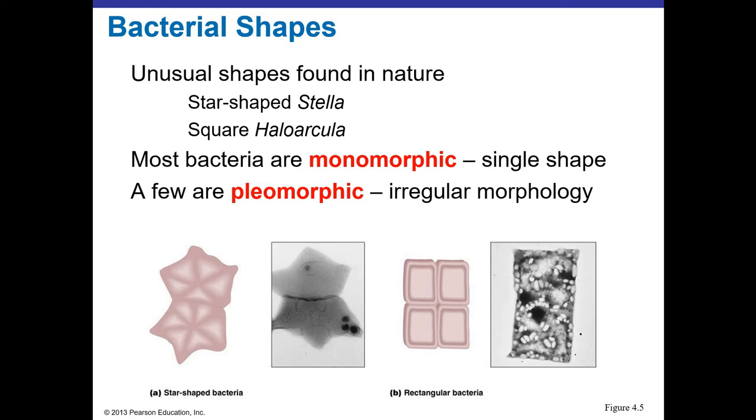There are a few organisms that are pleomorphic, that have irregular morphology, and oftentimes those morphology changes are signaled by changes in their environment. But by and large, when we talk about the shapes, a cocci is going to stay a cocci, a rod a rod, and that is going to be important in helping us to identify the organism.